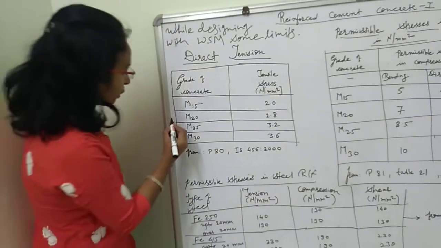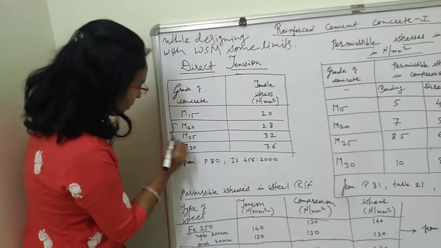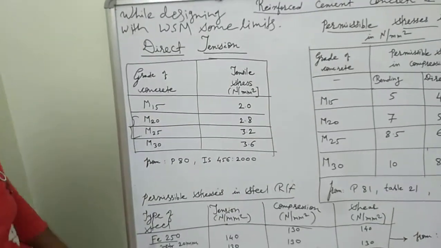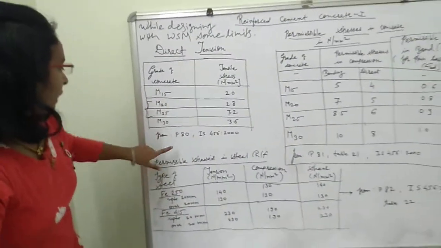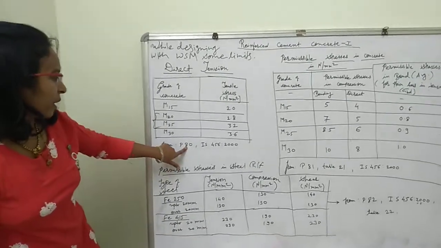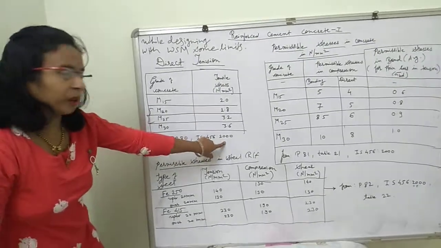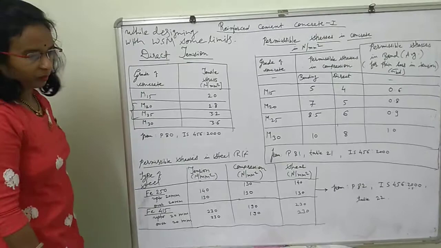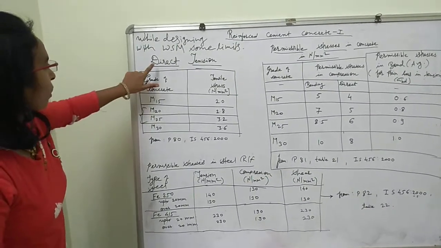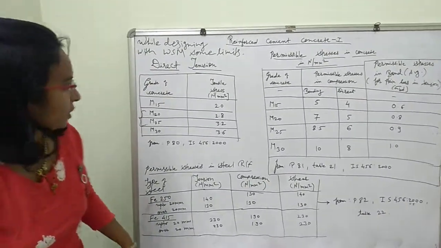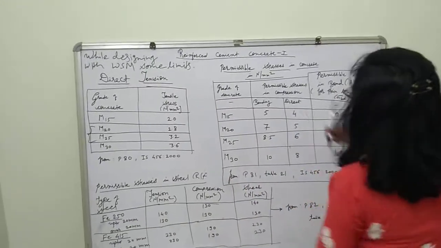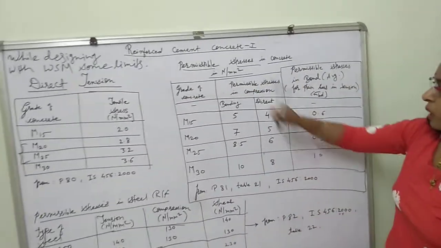We always used to take the M20 and M25 grade of concrete nowadays. You can also take these values from page number 80 of IS 456-2000. So these are the limiting values in direct tension. Now, the permissible stresses in concrete in Newton per mm square.